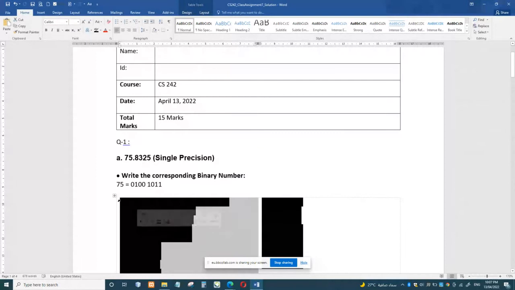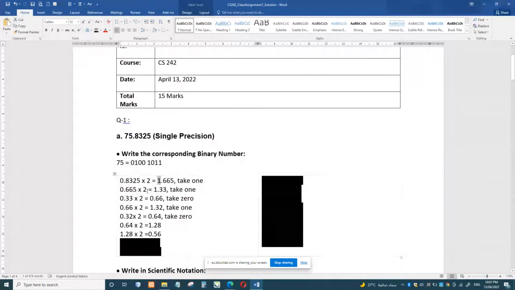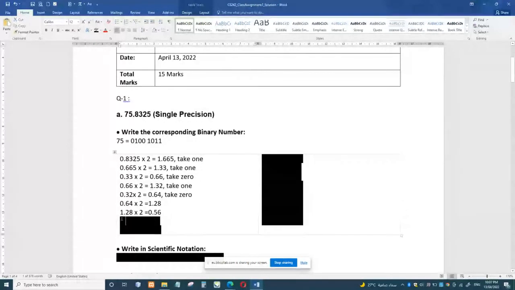Let's see how we can do that. Start with 0.8325. We multiplied by 2 and got 1.665. Then we take 1 as our binary digit. Then 0.665 is multiplied by 2, giving 1.33. This 1 is our binary digit. Then 0.33 is multiplied by 2, giving 0.66. So 0 is our binary digit. Then 0.66 multiplied by 2 gives 1.32, so 1 is our binary digit. We can keep continuing like this.